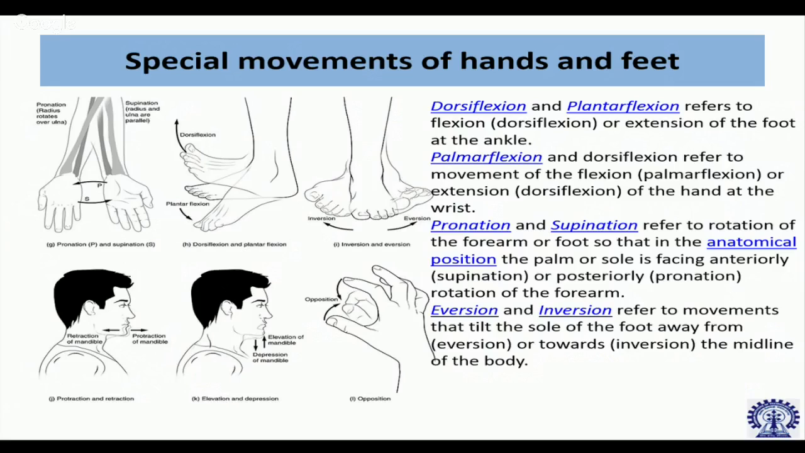Some special movements, of course, are related specifically to a limb, like pronation and supination. This is in the elbow joint. This is basically moving the bone inwards and outwards. It's connected with rotation.